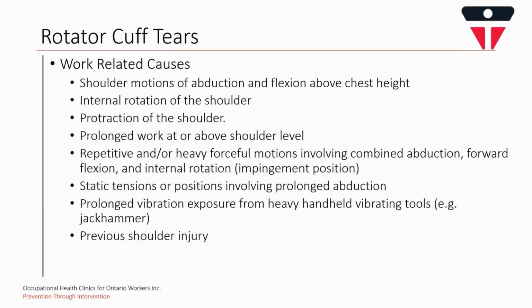Work-related causes of tears: shoulder motion such as abduction, flexion above chest height, internal rotation of the shoulder, protraction of the shoulder, prolonged work at or above shoulder level, repetitive and/or heavy forceful motions involving combined actions such as abduction, flexion, and internal rotation, static tension or positions involving prolonged abduction, prolonged vibration exposure from heavy handheld tools such as a jackhammer, and also previous shoulder injuries.